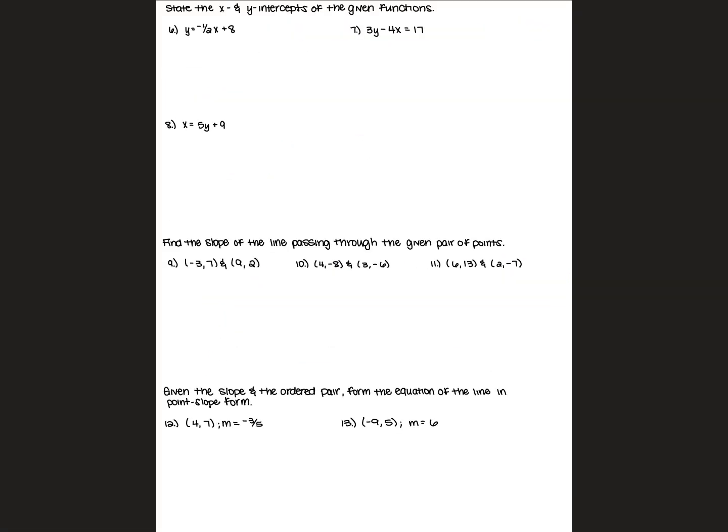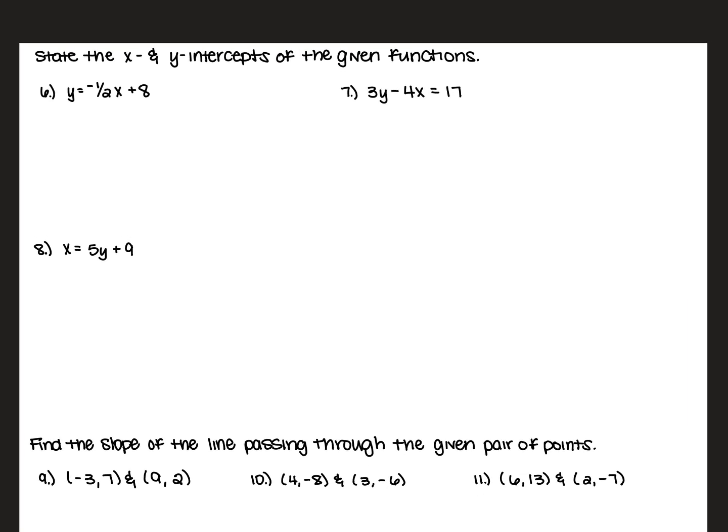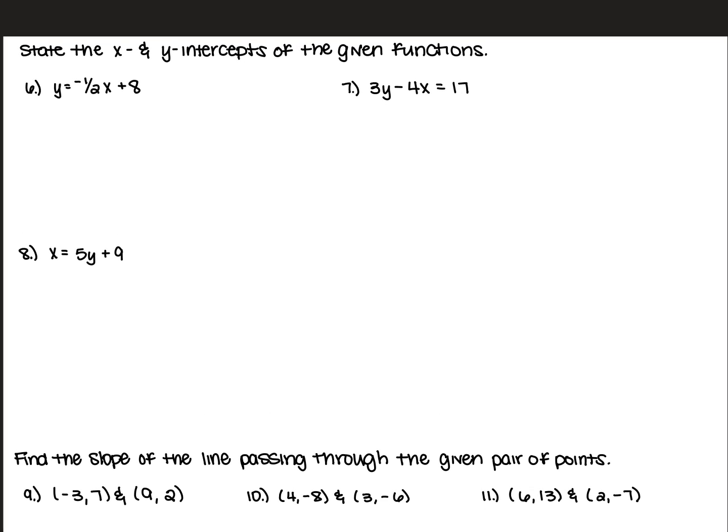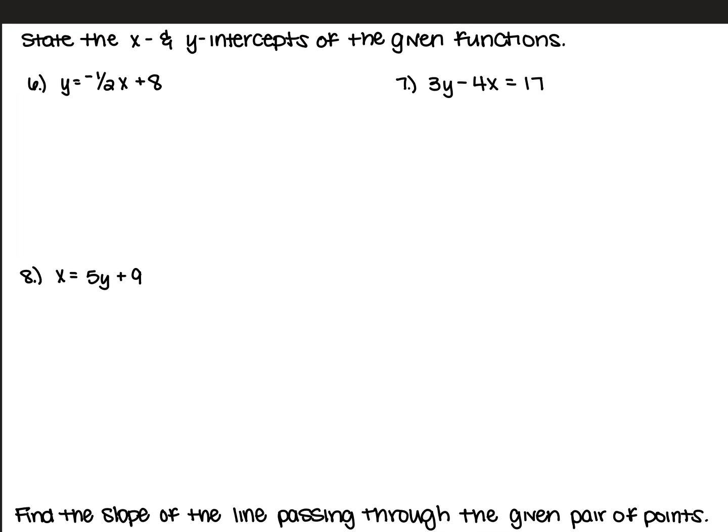Moving on to your next part, it tells you to state the x and y intercepts of the given functions. For number 6, we have y is equal to negative 1/2 x plus 8. We're going to first find your x-intercept by plugging in 0 for y. So that's going to give us 0 is equal to negative 1/2 x plus 8. Move your 8 over by subtracting it from both sides.